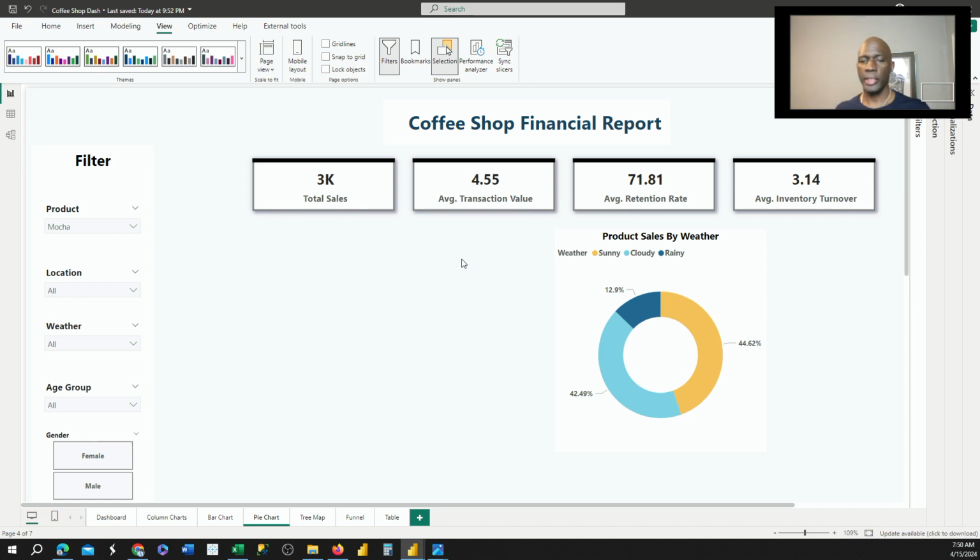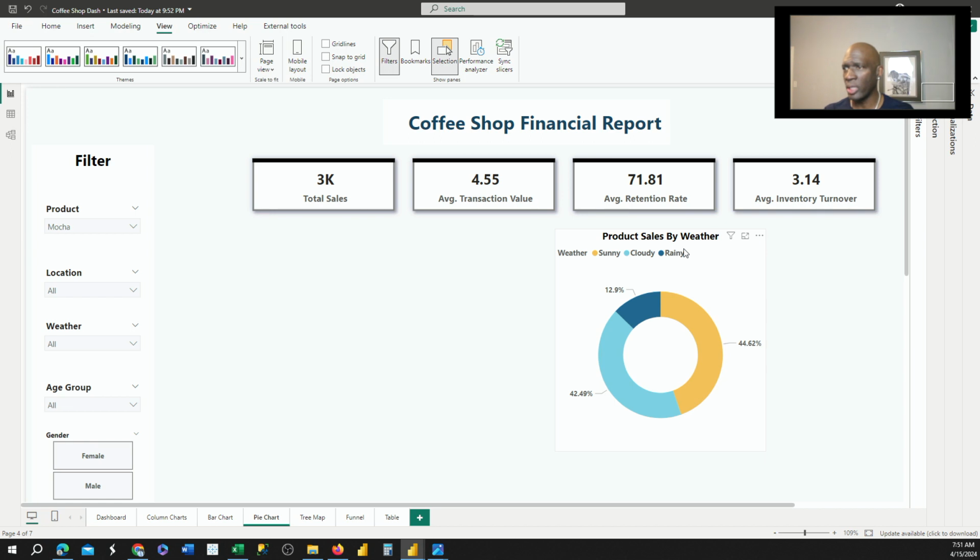Just trying to get a gauge on time, make sure we're on course and being respectful of your time. But given that we have a hole cut out, it is considered a donut chart. And with the donut chart, typically we would be looking at percentages of units of something that we would be analyzing in the data. In this particular case, we're looking at product sales by weather.